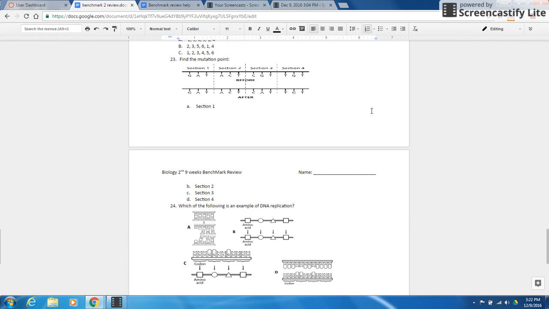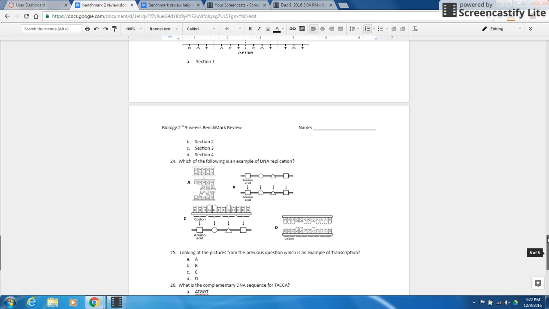Okay, so find the mutation point on 23. Now, the thing here is all you're looking for is where there is a mutation forming. Okay, so we got GG, AA, TT, AA, CC, TT, CC. Here it is, G to A. Now, everywhere else it's been identical, but in this case, in section 3, there's our mutation point, and that's the mutation. Okay, so that would be C.